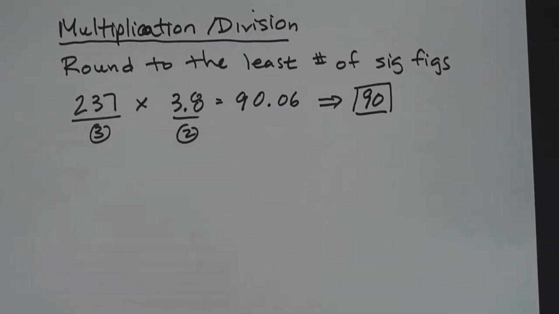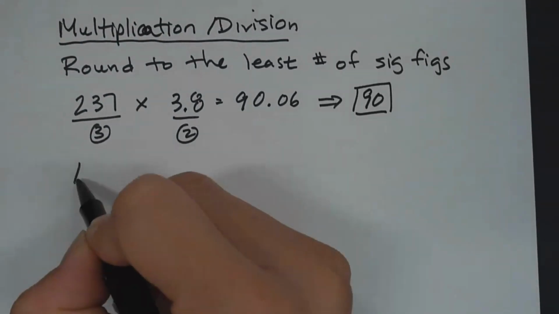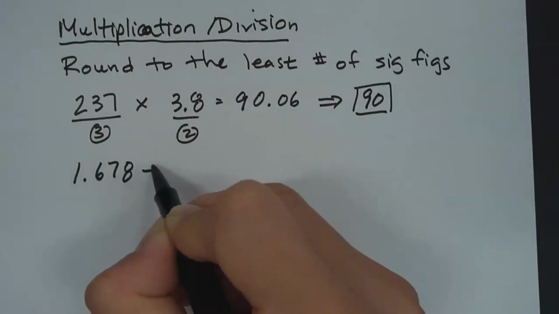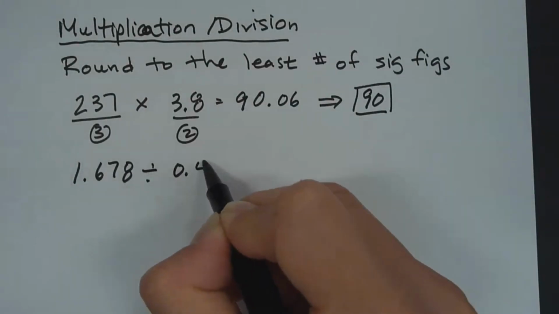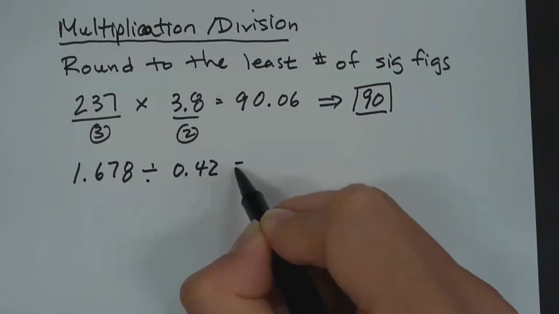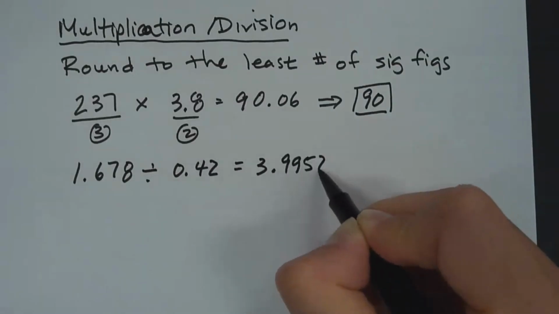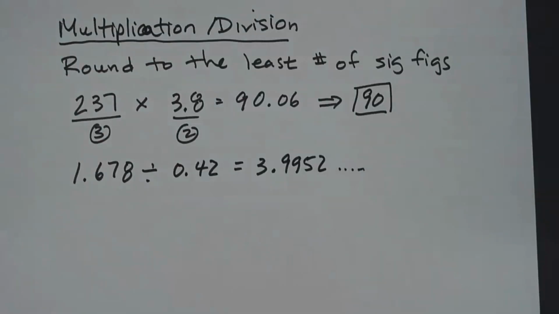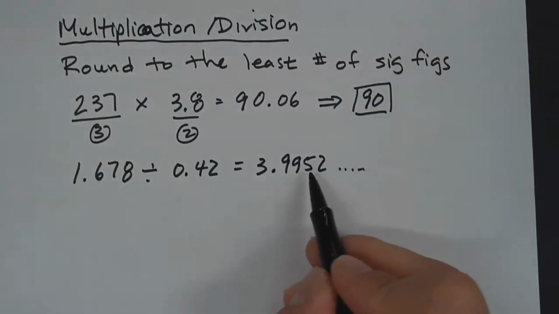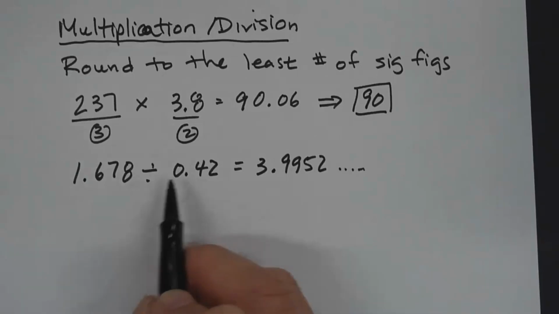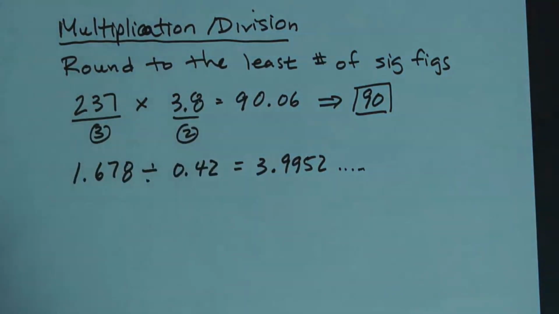Let's take a look at a division problem. So we have 1.678 divided by 0.42 equals 3.9952, and it actually just keeps going on for a while there. Okay, so are we going to include all these numbers? The answer is no. We're going to look at the numbers we start out with and find the one that has the least number of sig figs.